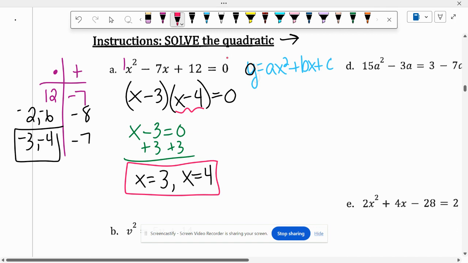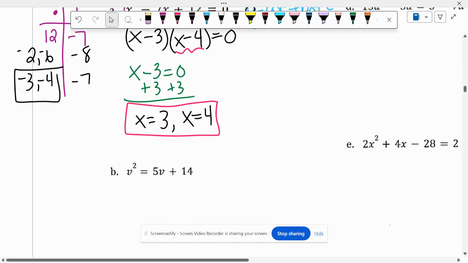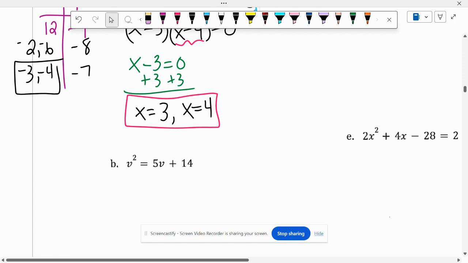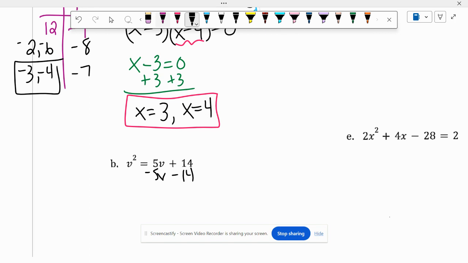Let's look at example B. I can't solve that until I do what? I have to make that whole equation equal 0. So I need to take my 5b and move it to the other side, and I need to take my +14 and move that to the other side. How do I move something across the equal sign? Yeah, you do the opposite. So I'm going to subtract 5b from both sides and subtract 14.